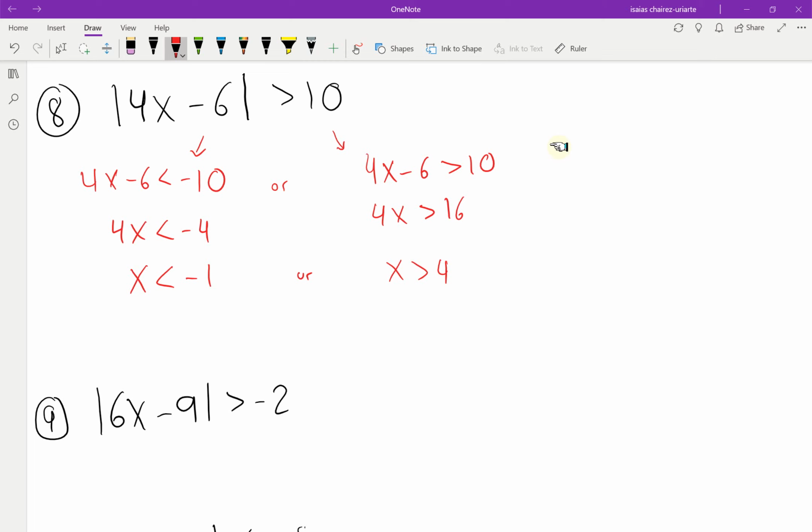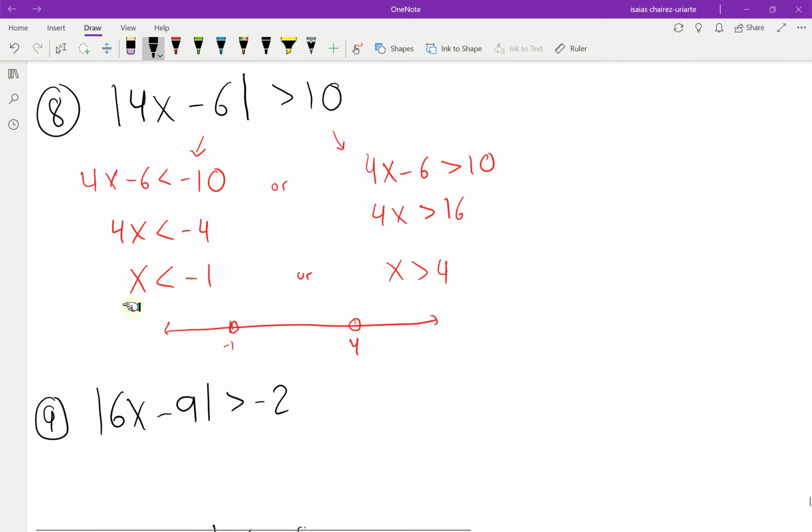And that is my answer. Now we want to express this using interval notation. So your answer kind of looks like this. So you have -1 with an open circle. You have 4 over here with an open circle.